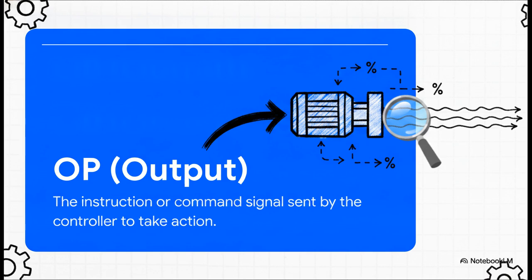And then we have the output, known as the OP. This right here is where the brain of the operation talks to the body. The OP is the actual mathematical instruction that the controller calculates and then shoots down the wire to make a physical change. So once the controller compares our reality against our target, it generates this output percentage as a command. It's essentially telling the system exactly how hard it needs to work to fix any differences.